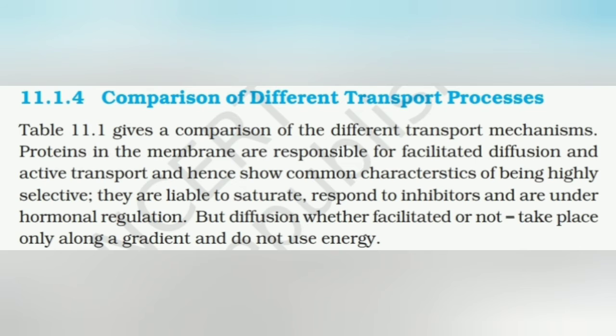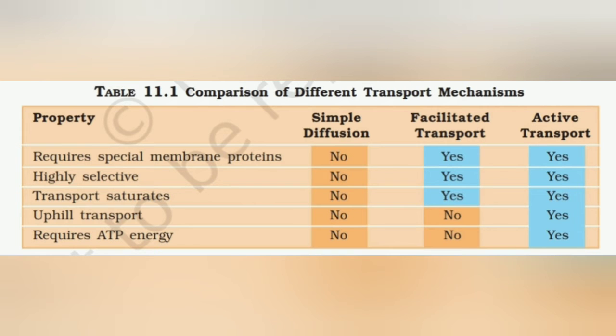Proteins in the membrane are responsible for facilitated diffusion and active transport, and hence show some common characteristics of being highly selective, liable to saturate, responding to inhibitors and being under hormonal regulation. But diffusion, whether facilitated or not, takes place only along a concentration gradient. Here we can see a comparison of all the different transport mechanisms. Various properties are discussed, like whether they require a special protein or not, are highly selective, whether transport saturates, and whether uphill transport requires ATP energy.